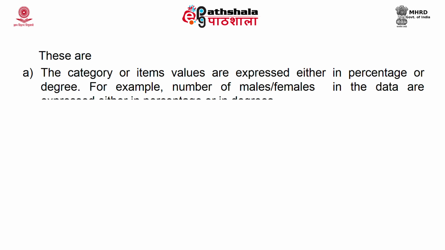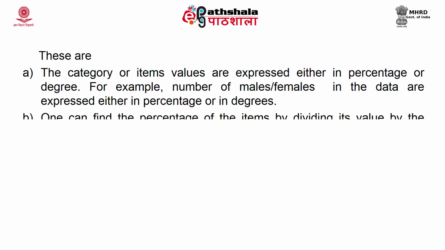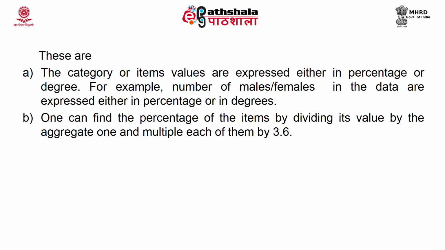First, the category or item values are expressed either in percentage or degree. For example, the number of males and females in the data are expressed either in percentage or in degree. Second, one can find the percentage of the items by dividing each item's value by the total value, and multiplying each by 3.6 for degrees.